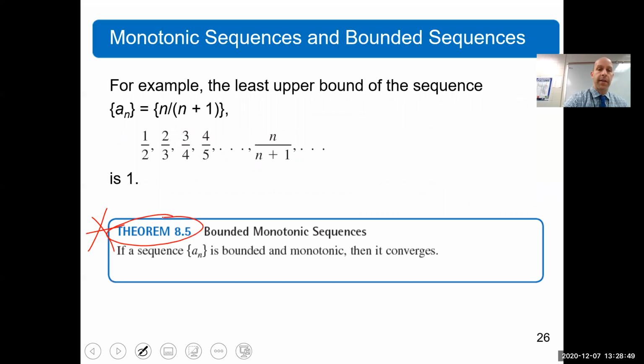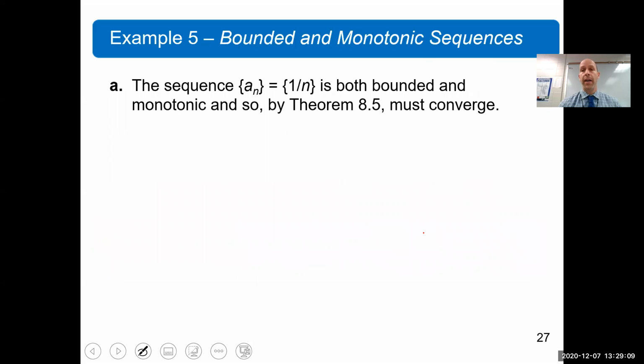So let me just cut to the chase here. Here's our last theorem, theorem 8.5, the bounded monotonic theorem. This is very powerful, and it's used a lot in analysis. If a sequence is bounded, that means it's bounded above and below, and it's monotonic, which means it's either constantly growing or constantly decreasing, then it has to converge. Here's an example. I'm going to go through this quickly.